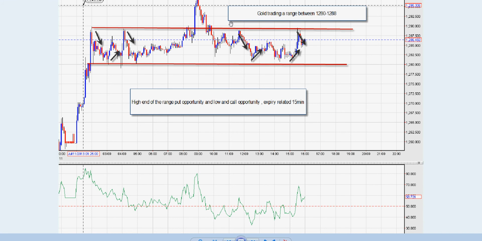By the way, we did not talk about it, but Forex traders, if you're watching us right now, this technique will not work in Forex.